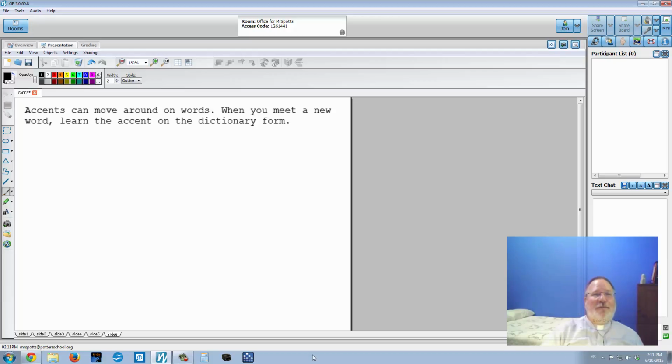When you meet a new word, learn the accent on the dictionary form and write it in your logbook. When you write down that new word in your logbook, make sure you copy it with the accent, with a breathing mark if it's got a breathing mark, so that you really do know exactly what's going on with it.